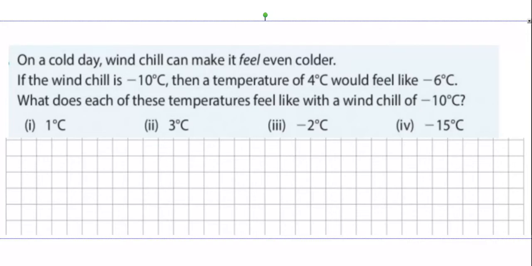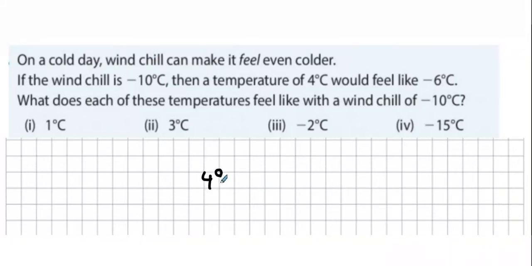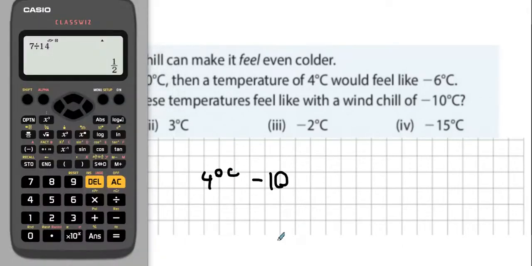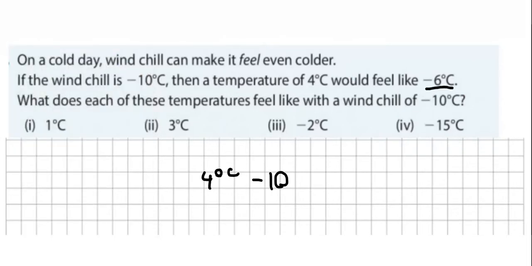Gents, shh. What happens with wind chill is, imagine it's 4 degrees out. It's 4 degrees out, there's no wind. It feels like 4 degrees. However, a wind chill happens, and the wind chill is minus 10. So what you ask yourself is, what's 4 take away 10? 4 take away 10 is negative 6. That's why it feels like minus 6. Now, the wind chill stays the same. So in each one of these questions, you got to take away 10 each time.